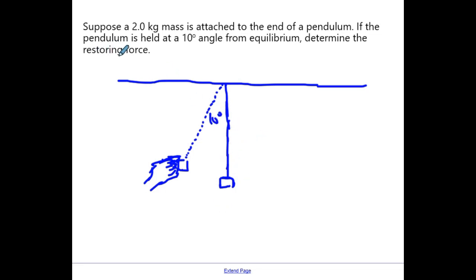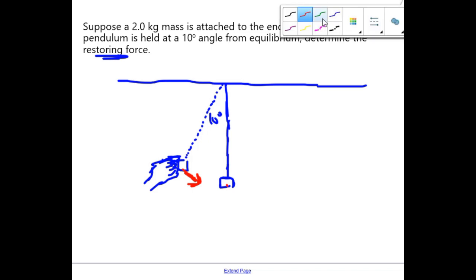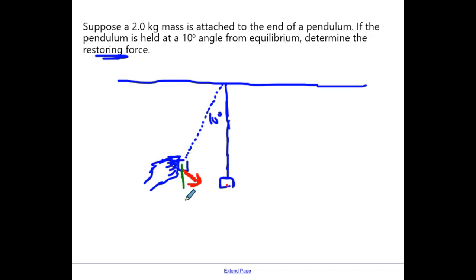The question is, how much restoring force does it have? Hopefully you'll recognize that the restoring force, if I use another color, is actually trying to pull it this way. It's trying to pull it towards this location right here. And so red is my restoring force. Here's how you draw this triangle. You always draw this going straight down. And in green, the straight down force is the force of gravity.